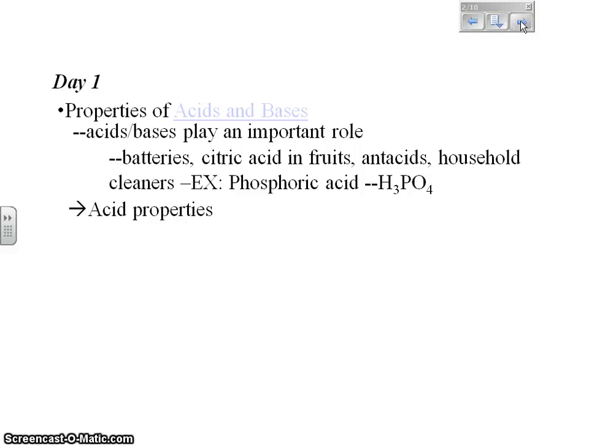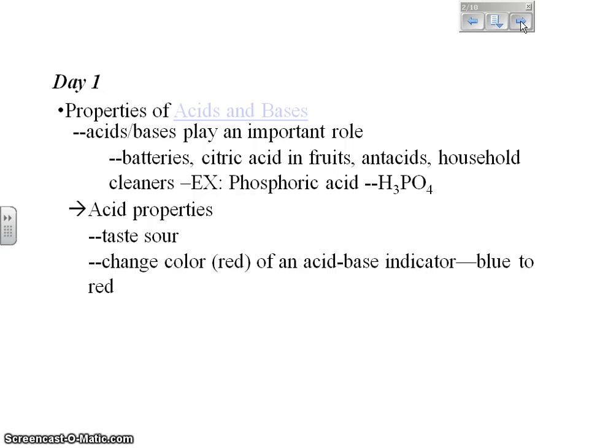Alright? Properties of an acid. Number 1, they taste sour. Number 2, they will change the color to red of an acid-base indicator. So if the acid-base indicator starts off as blue, it will turn to red. Acids and bases can be weak or strong electrolytes. We'll talk more about that later on.